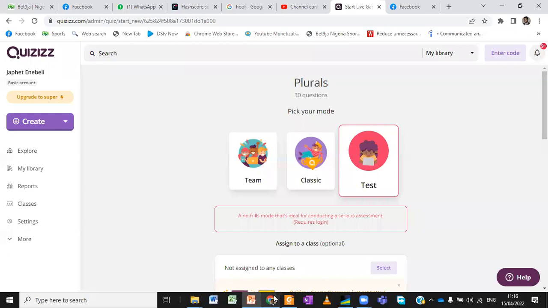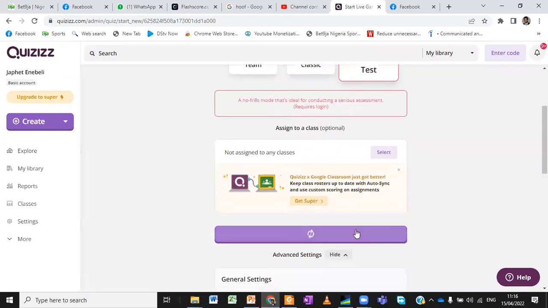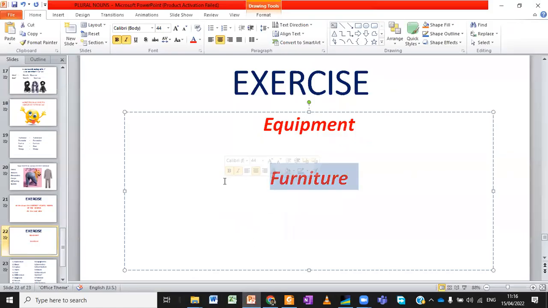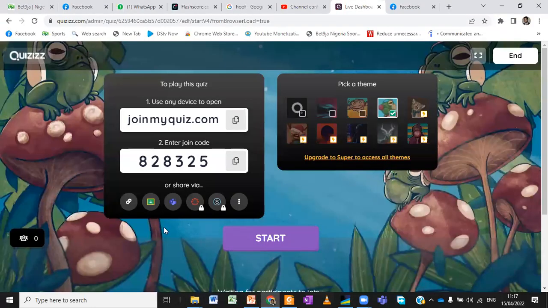Now, I want you to attempt this little test that will help deepen your learning of the plural forms. When answering this question, please, if you want to type, make sure the first letter is a capital letter. If you write everything in small, I don't know if it might give you correct answers.